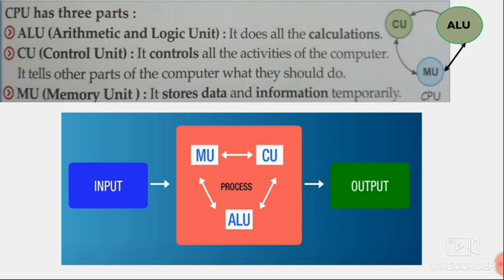Memory unit. It stores data and information temporarily. The CU decides when to take input from input devices, then it sends the input data into the memory unit. When required, the data is sent to the ALU for arithmetic and logical calculation. After the calculation, the CU decides where or when the output is stored.